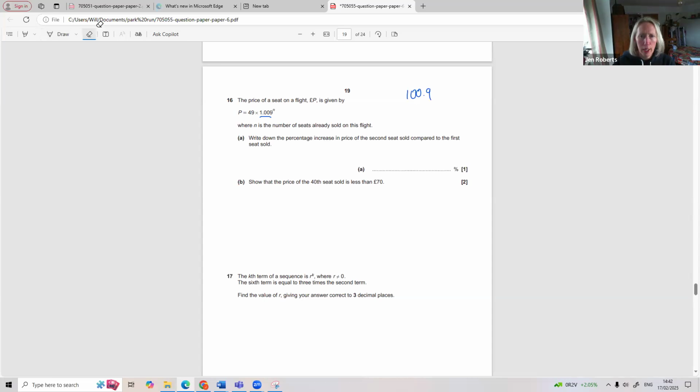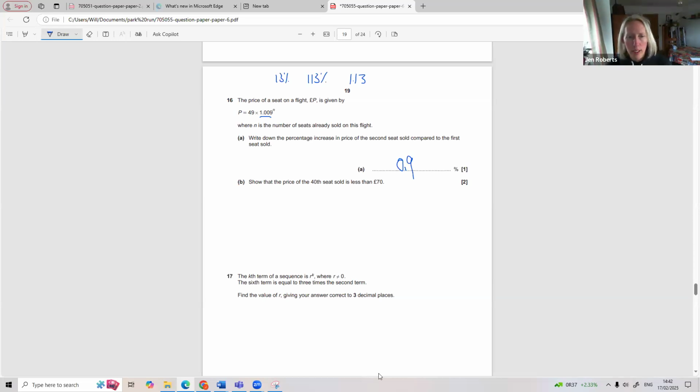I can tell it's 9 by looking at it, but I want to give you a method of doing it. So let's say the increase was 13%. You'd add 100 to it, and then you divide it by 100. What are we going to do? This 1.009, we're going to go backwards. So we'll times it by 100 and take off 100. So 1.009 times by 100, take off 100. Yes, gives you 0.9%.